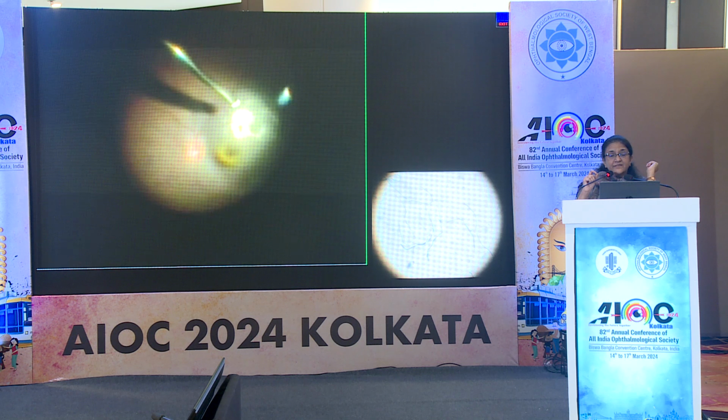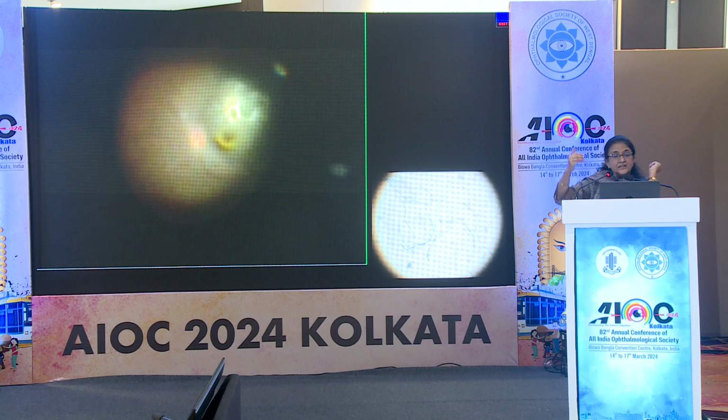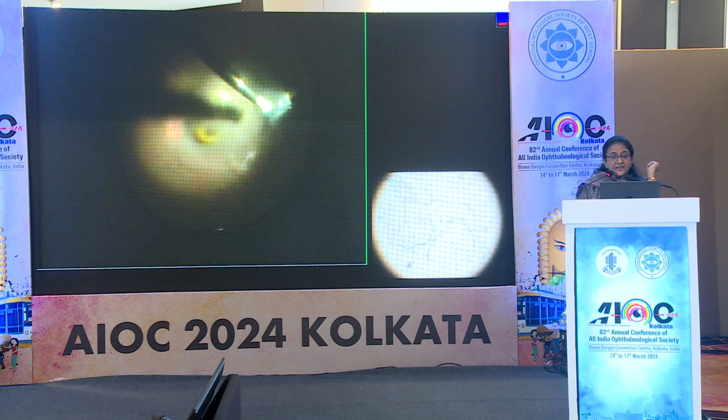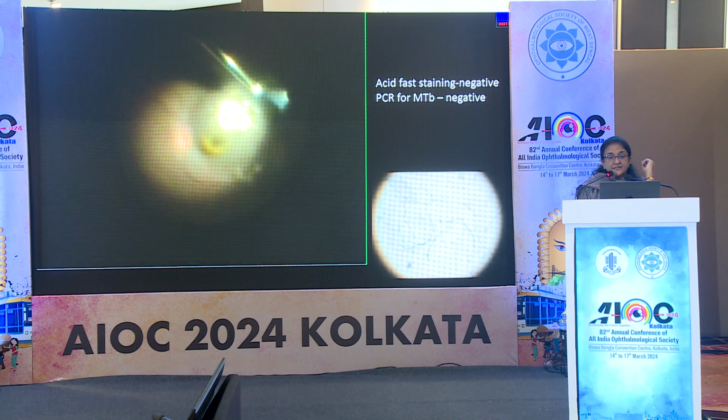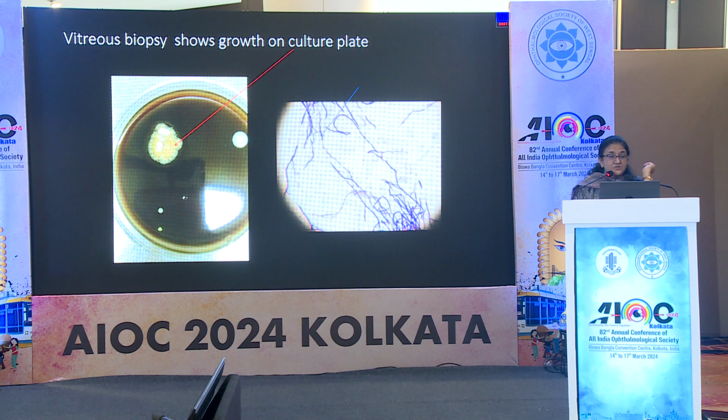Where we go wrong is when we do an AC tap, which will just suck out the clear fluid. When we do a vitreous biopsy, we'll take the sample of the anterior vitreous, though the lesion is lying at the back. And I collect the sample and I subject it to the investigation. So my lab technician tells me that the acid-fast staining is negative and the PCR for MTB is also negative. So I'm again lost in the diagnosis.